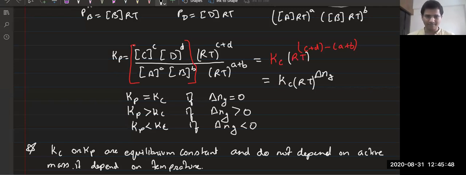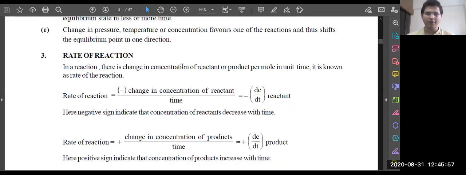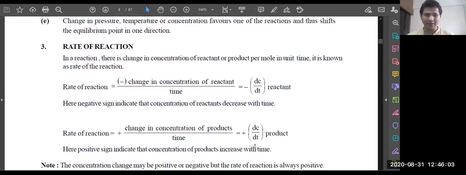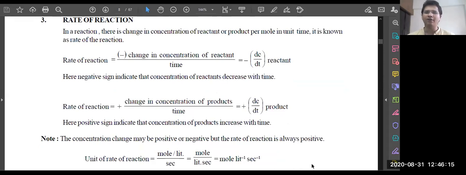Okay, so let's see this. I hope all of you already understood rate of reaction. In case of reactant it is minus, in case of product it is plus. The concentration change may be positive, may be negative, but rate of reaction is always positive. When you talk about the unit, obviously it's concentration per time. If you're taking concentration, it is mole per liter per second. If you're taking pressure, it is Pascal per second. So it totally depends on the reaction.